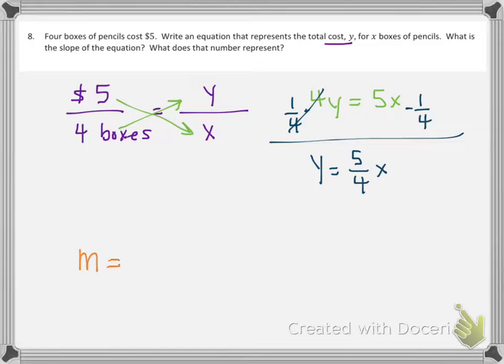M equals 5/4. And what does that number represent? Well, that's $5 for every 4 boxes. And we had that from our original rate. So that's the equation, y equals 5/4 times x. I can use that for any number of boxes. If I said, well, how much does it cost if I bought 10 boxes? Well, I'd plug in a 10 and simplify, and it would tell me. All right, let's do the next one.